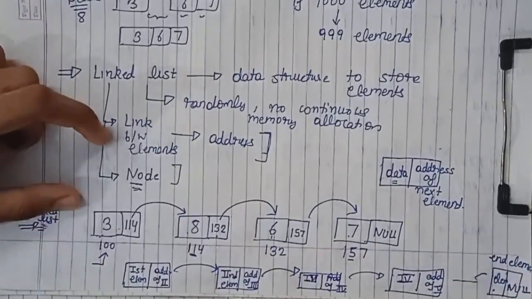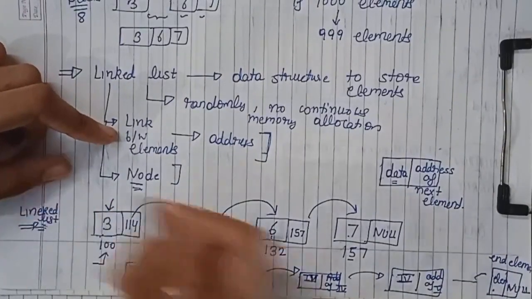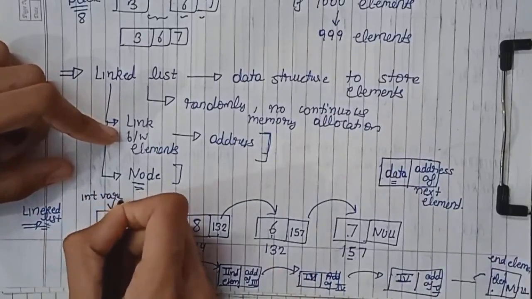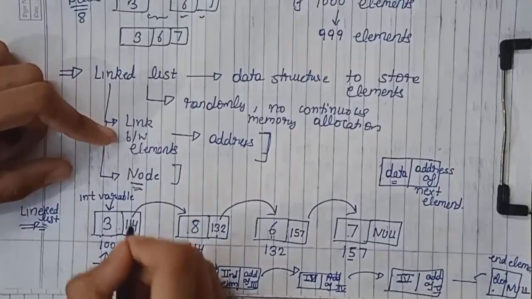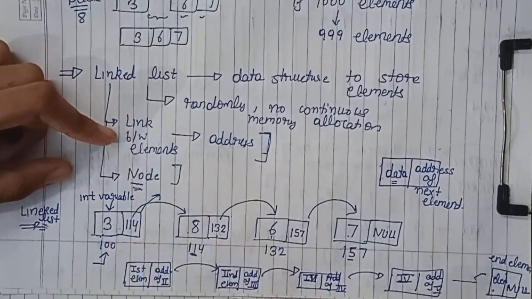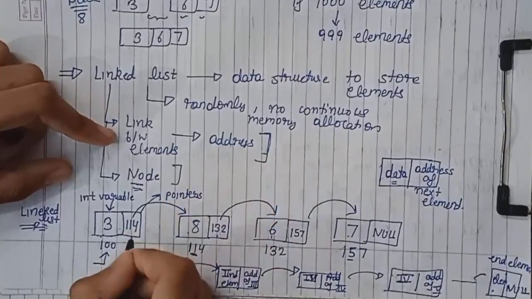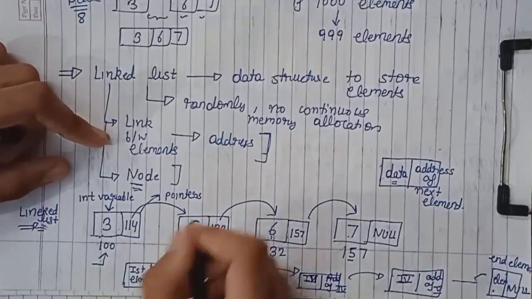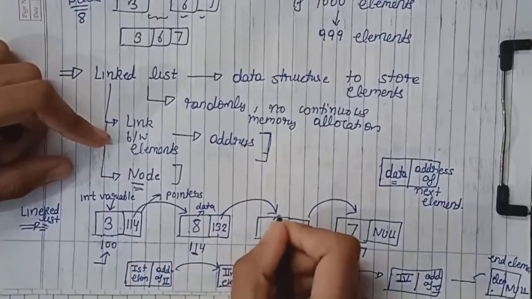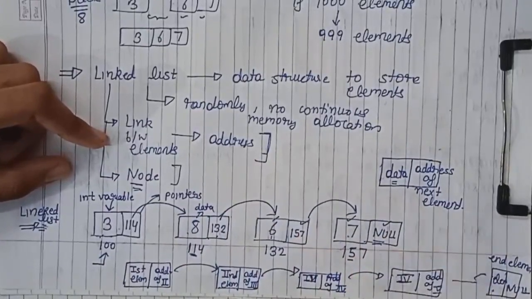So you must notice that here I am storing data, so it should be a variable of type int to store this. And here I am storing the address, and we know that the address is stored by pointers. So here I will have a pointer. Again, here this is data, this is pointer, this is data, this is pointer, this is data, and this is pointer. This is basically a null pointer.